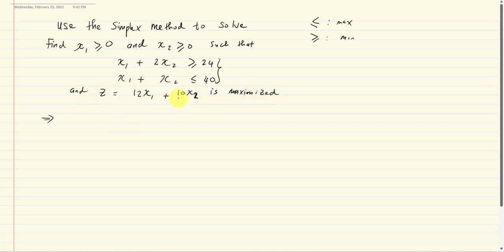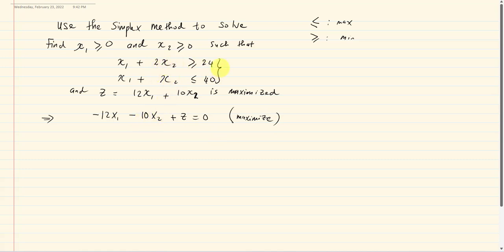So the first step here, I need to look at the objective function z equal 12x1 plus 10x2. I need to move everything to the left side together with z, leaving the right-hand side to be 0. So by subtracting 12x1 on both sides, I have minus 12x1. And then if I subtract 10x2 on both sides, I have minus 10x2, and adding z equal to 0. So this is our objective function, and we want to maximize it.